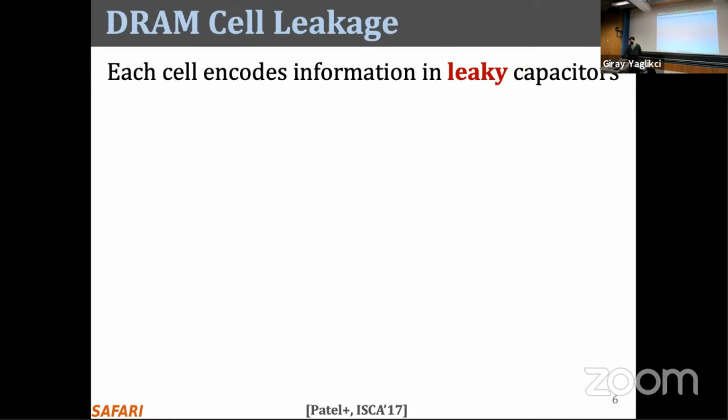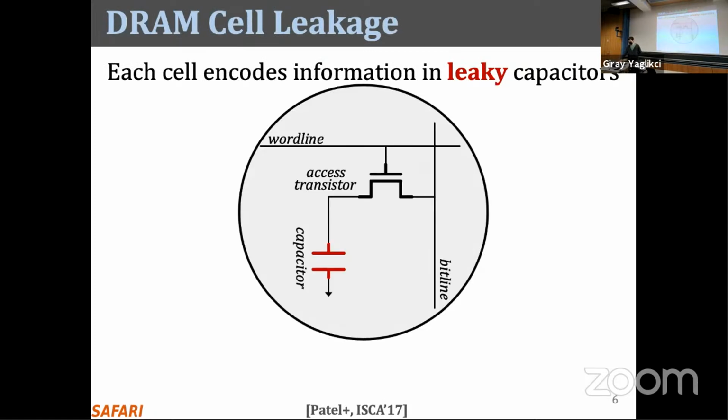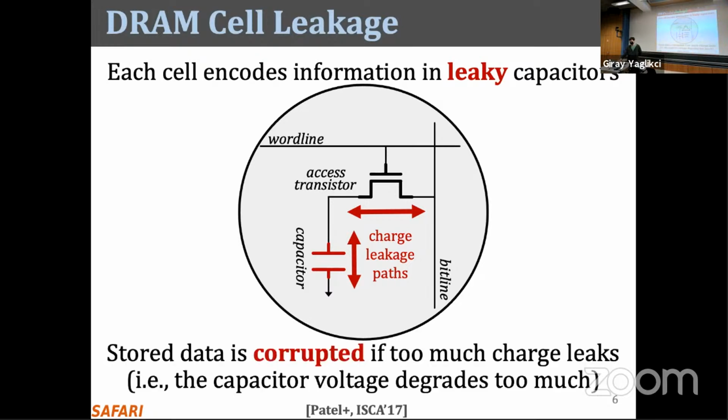Each DRAM cell encodes data in fundamentally leaky capacitors, and here's a simplified diagram of a DRAM cell, where the capacitor in red stores the data, and the access transistor is enabling or disabling the access to this capacitor. There are a number of leakage paths by which charge can enter or exit the capacitor. The important thing to note is that stored data can be corrupted if too much charge leaks, which is the same thing as saying if the capacitor voltage degrades too much.